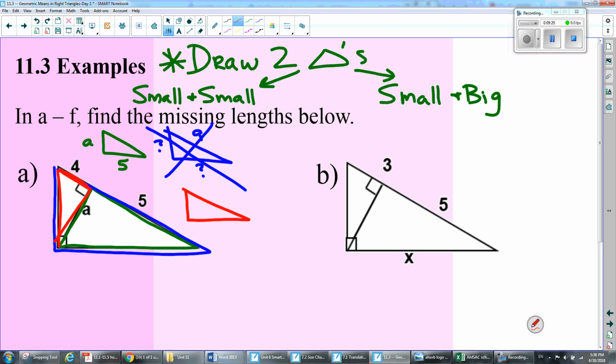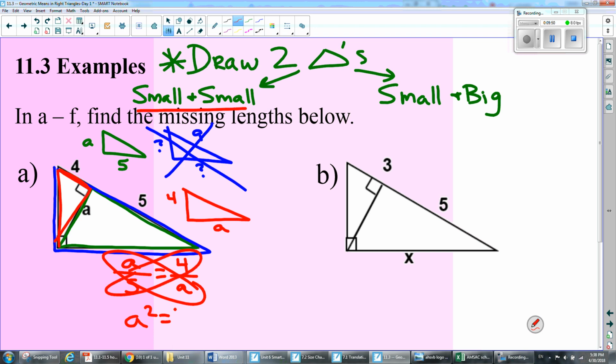So if I use that other small triangle, I'm doing small and small here. I have a short side of 4, a long side of A. I have a short side and a long side in each. I can take the short side over the long side, short side over the long side. Cross multiply. A squared equals 20. When we take the square root of 20, A is really about 4.47 units here.